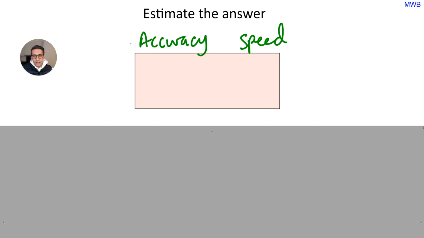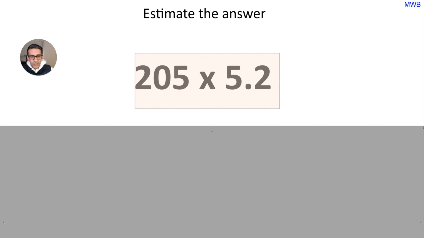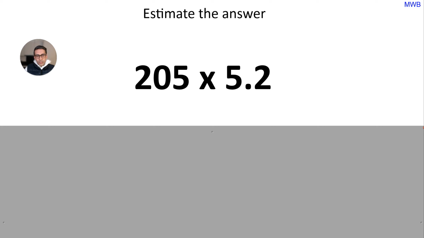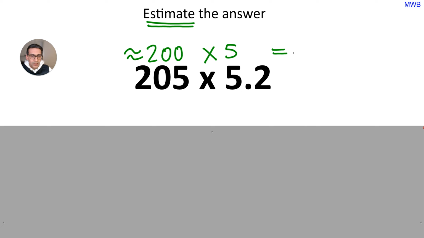Now behind these boxes is a calculation, and all you're going to do is, once you see it, you need to think to yourself, what is the answer to this roughly? So here's a question. How would you do this in your head? What would you change these numbers to? Now I'm going to show you for this. If it says estimate, that means that you can round these numbers. So I would say this is approximately the same as or equivalent to 200 times 5, and that's going to be 1,000.